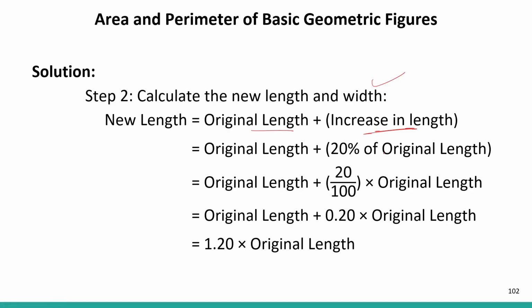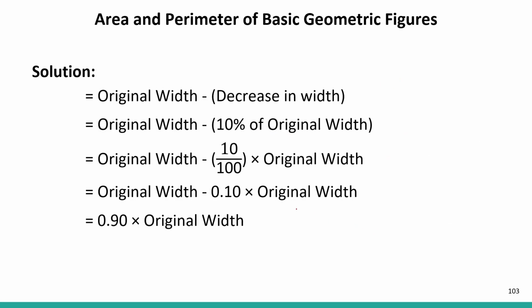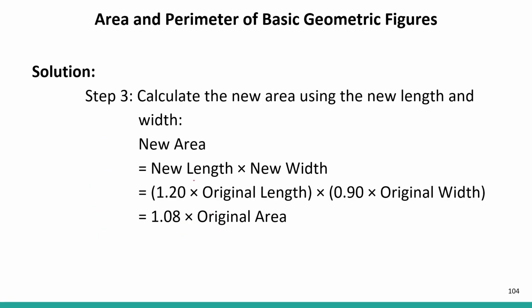So original length plus 20% of original length, so it will be 1.2 into original length. And the new width is original width minus decrease in width, which is equal to 0.9 into original width. So let's try to see step number 3: calculate the new area using the new length and width.